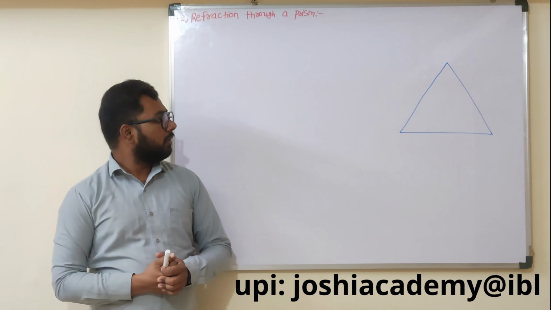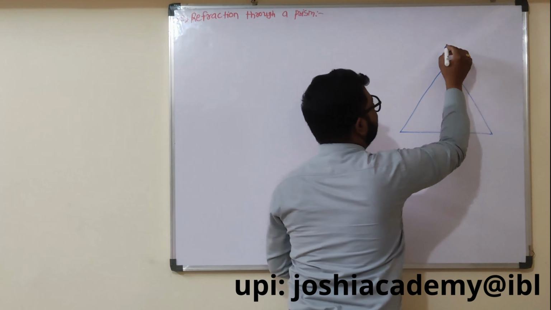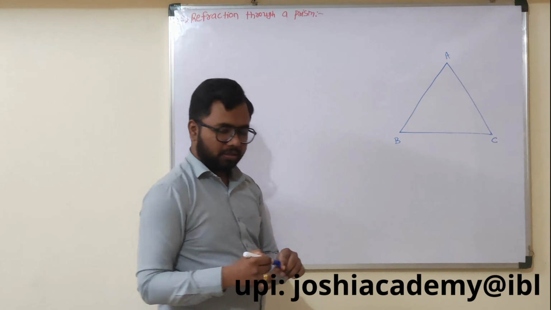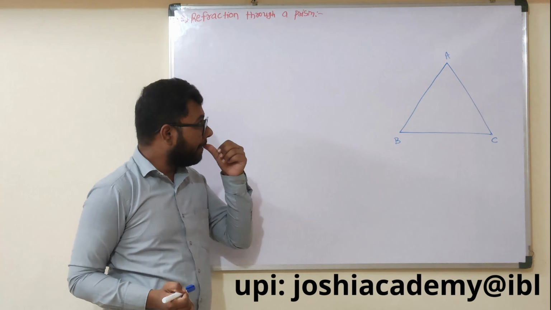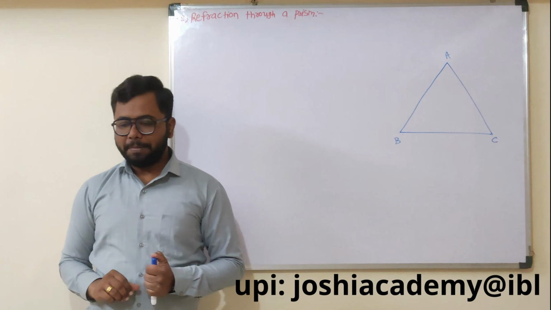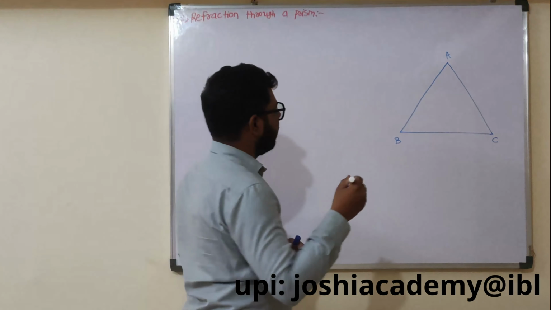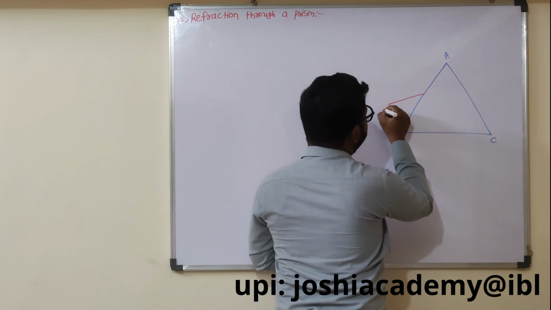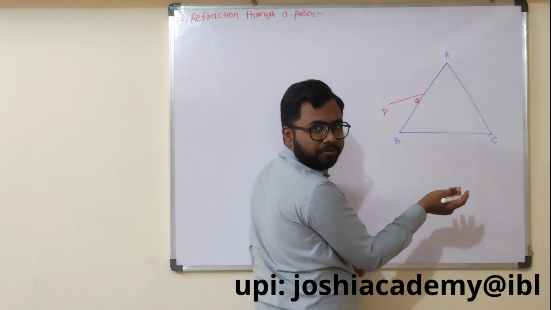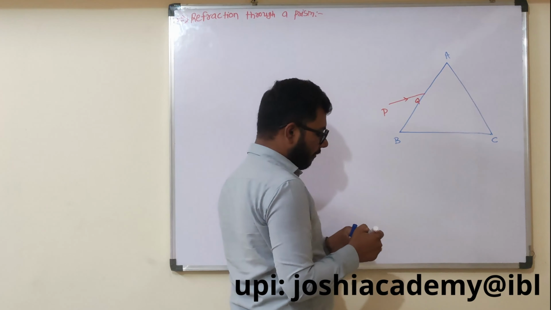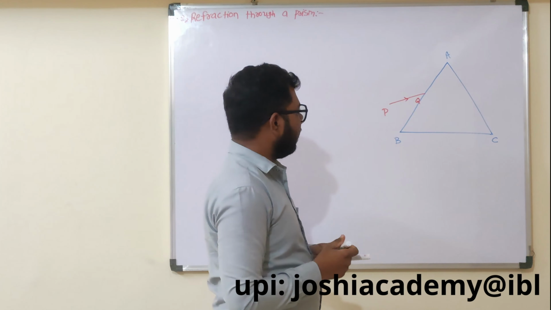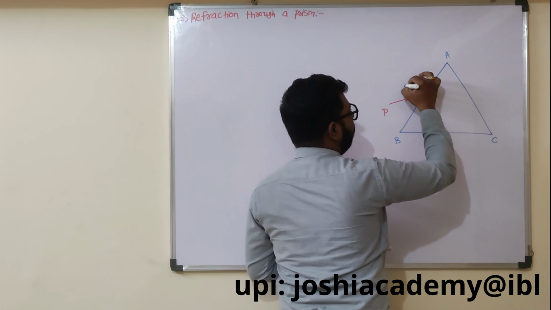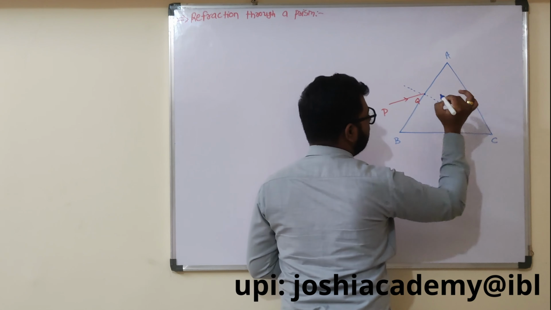So this is the triangular prism. Let us call it ABC. Let us draw a ray incident on the side AB. So let it be the incident ray PQ, which is making an angle of I about the normal. So in order to draw the normal, let us take this incident point and let us draw a normal to it. So it will be like this.